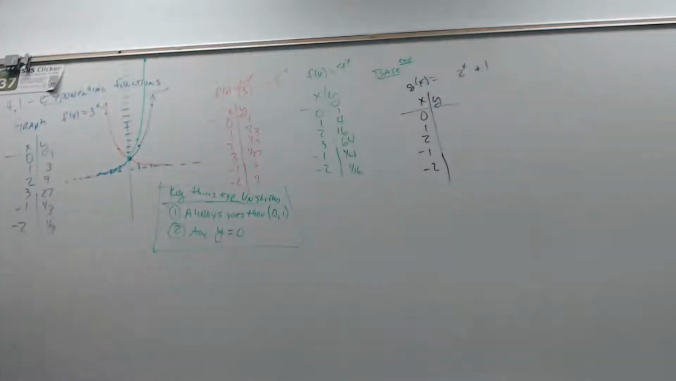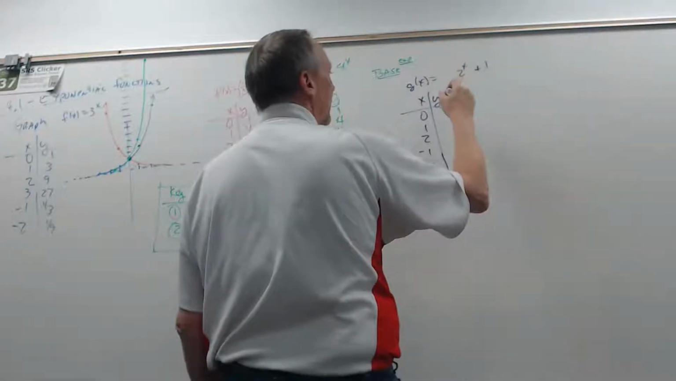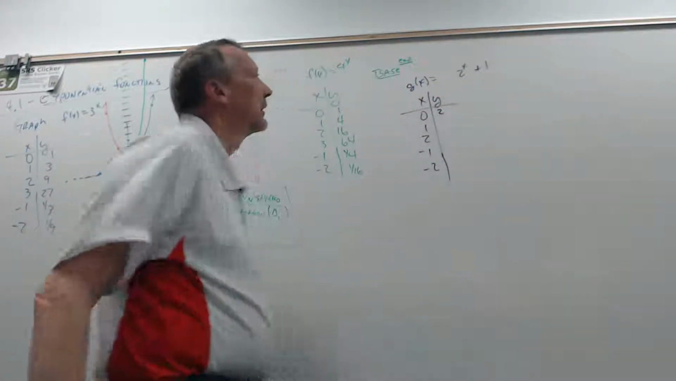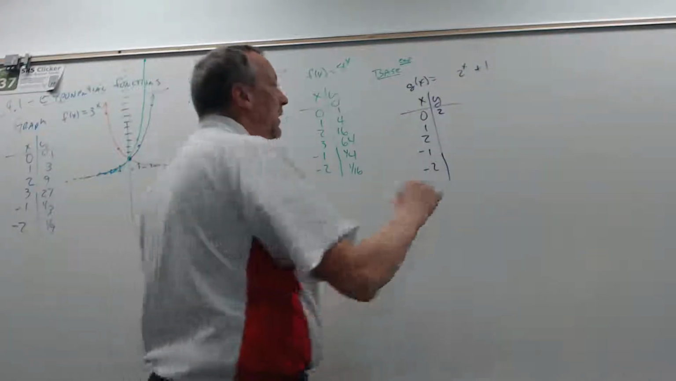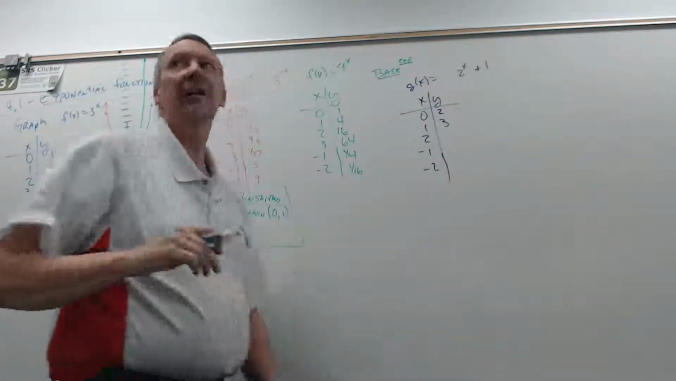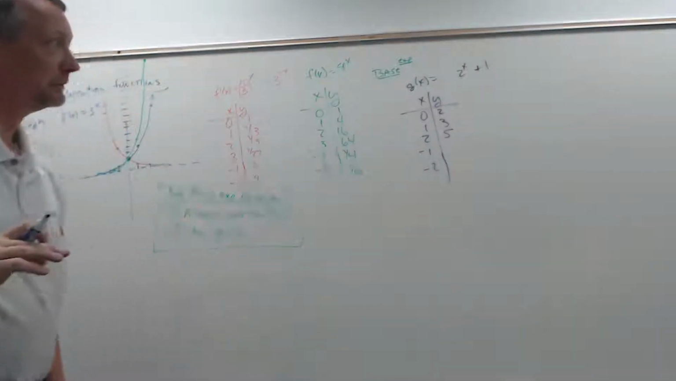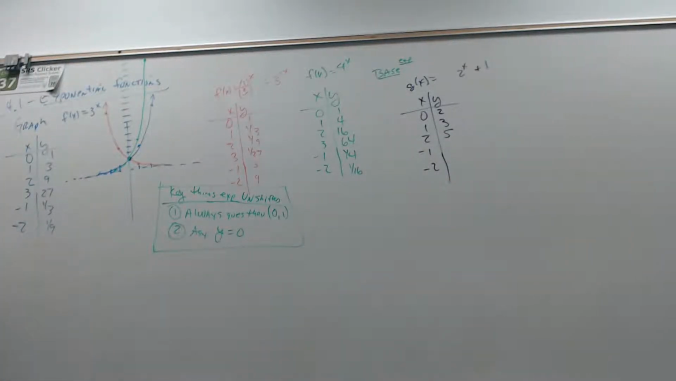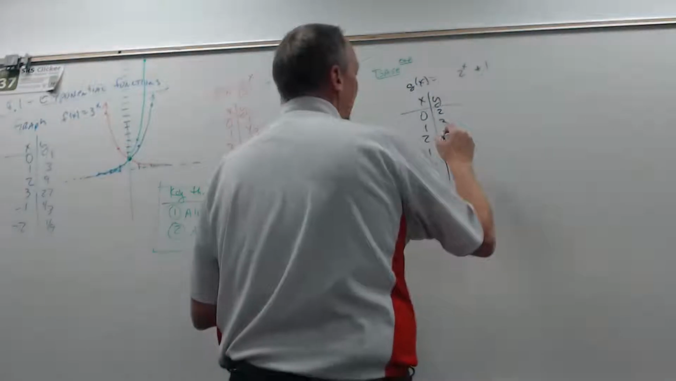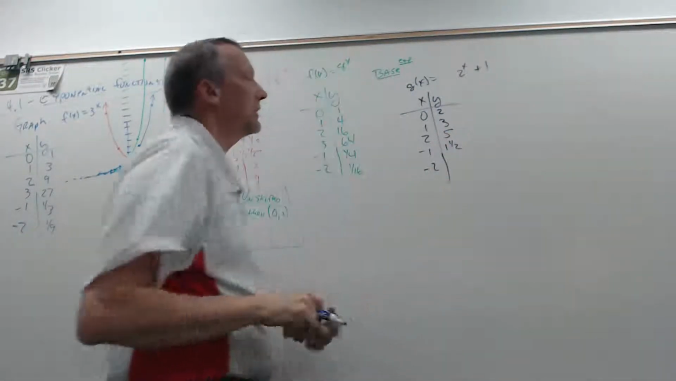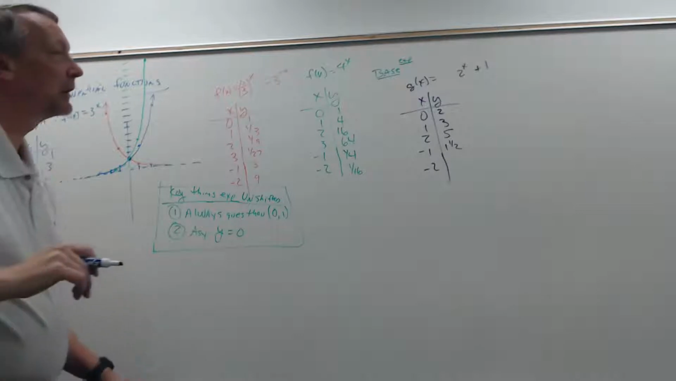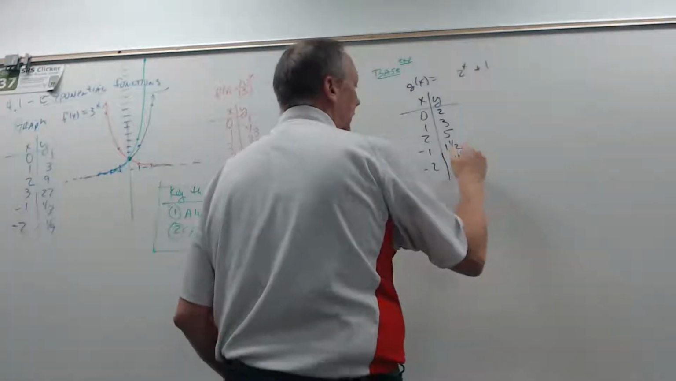2 to the 0 power is 1, plus 1 is 2. 2 to the first power, 2 plus 1 is 3. 2 squared is 4, plus 1 is 5. 2 to the minus 1 power is 1/2, plus 1 is 1.5. 2 to the minus 2 is 1/4, so this becomes 1 1/4, correct?